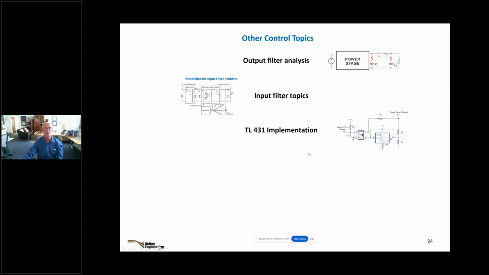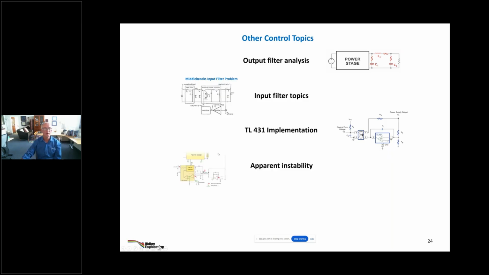TL431, I hate doing presentations on this because I don't like it. It's just reality, but from a control purist point of view, it's a horrible device, but the reality is lots and lots of people use it. And it's a horrible device in that you're running off the parasitics of the device. You're gain limited on things, you're range limited. The optocoupler becomes part of the transfer function. I don't like that, but you know, we've got the analysis for it. You can go click on that too.